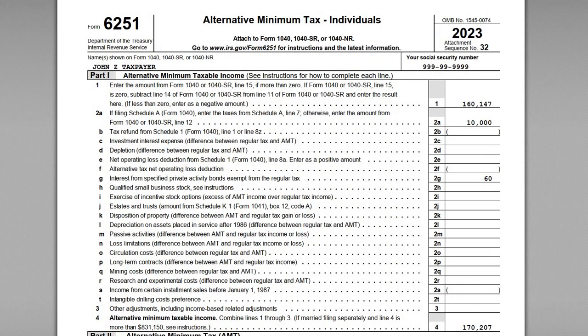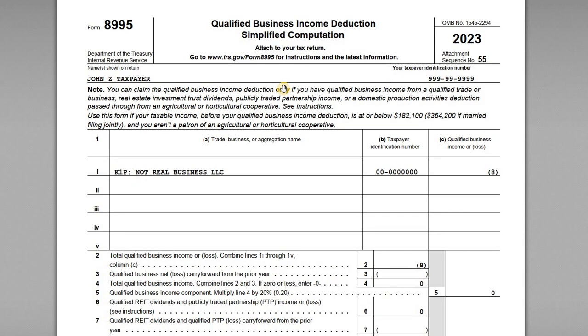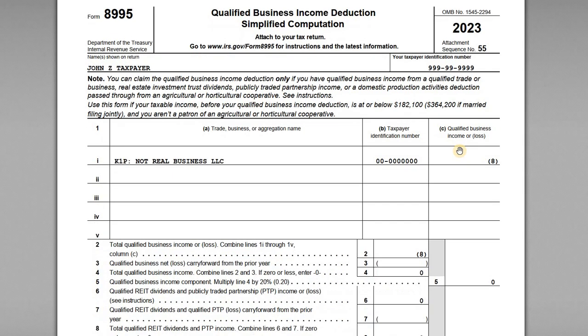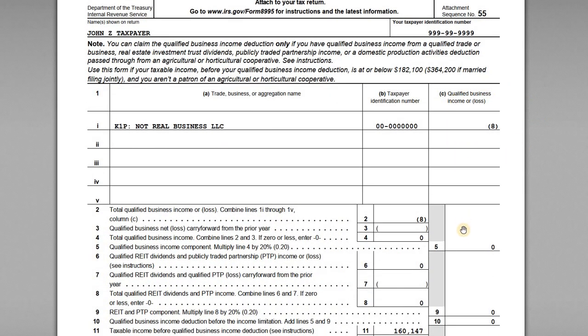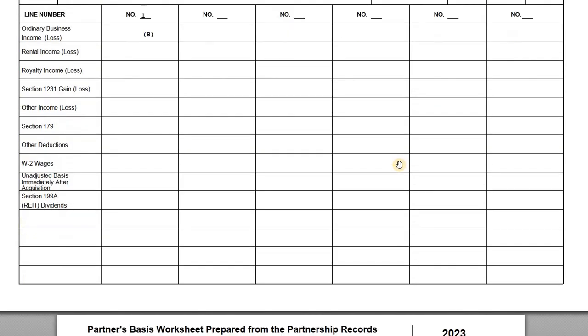So if we go back to the 1040 here, we have a look at our form 8995. So qualified business income deduction. The simplified computation here is what we're eligible for because our income is below that threshold. So we've got the K-1 from Not Real Business LLC. We report the EIN and then the amount of qualified business income or loss. Now, because we're in a loss position, there's nothing to be used in this year, but we'll have a carryforward. So on line 16, we have our qualified business loss carryforward. That'll roll forward to next year, and perhaps we can use it next year. Okay, so that's the QBI amount.